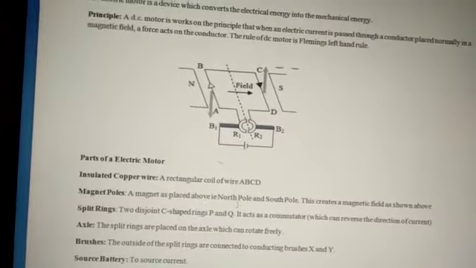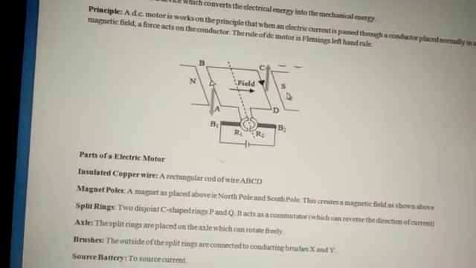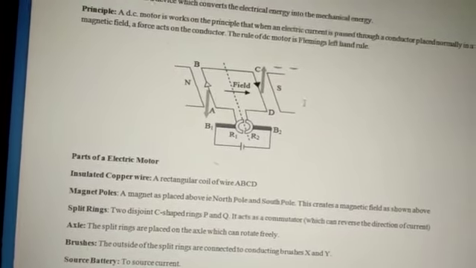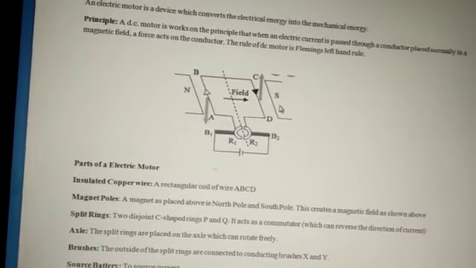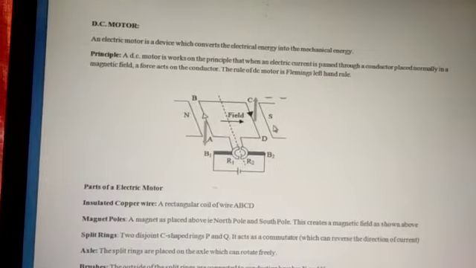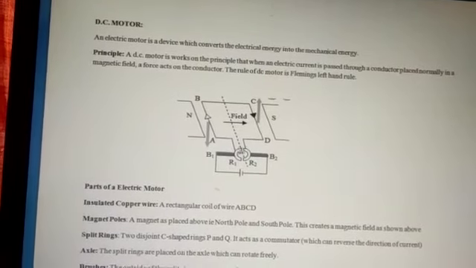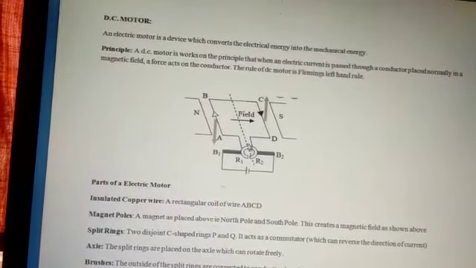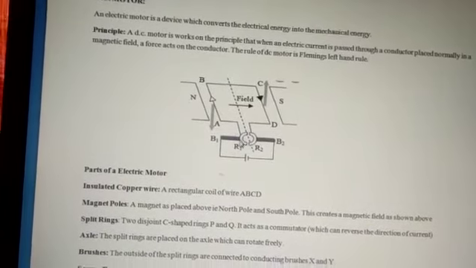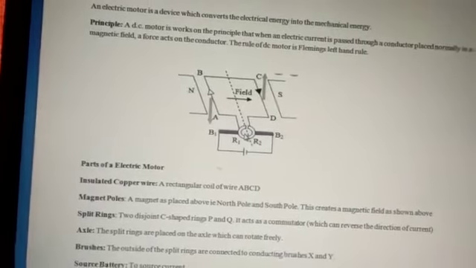Magnetic poles, the permanent magnets N and S, are placed here. Some gap is there from here to here. N and S are the two magnets. There is a split ring, so that the entire ring is cut into two parts like this. That is why it is called a split ring. This split ring is used as a commutator. A commutator is nothing but what?